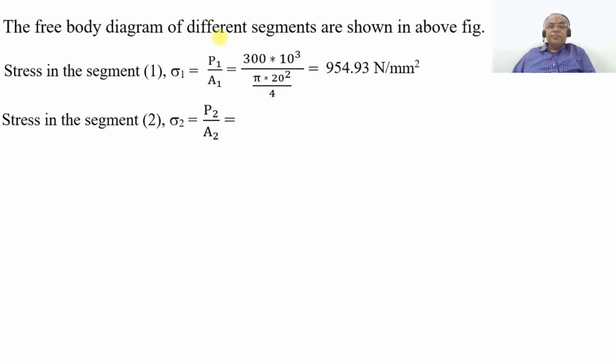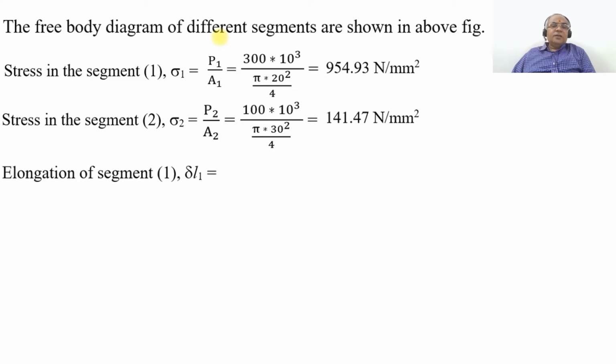It is 30 square. So that is 100 into 10 to the power of 3 divided by pi into 30 square by 4, which is equal to 141.47 Newton per mm square. So then what is the elongation of segment 1? That is delta L1 will be equal to P1 into L1 by A1 into E. So P1 by A1 is nothing but sigma 1 into L1 by E.